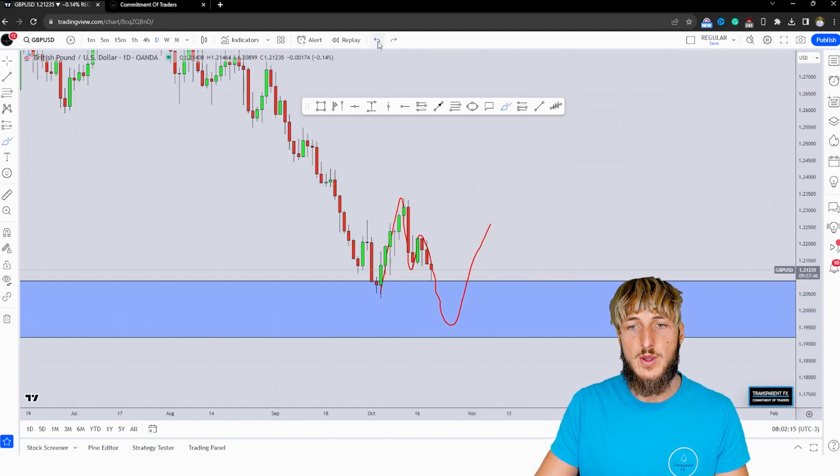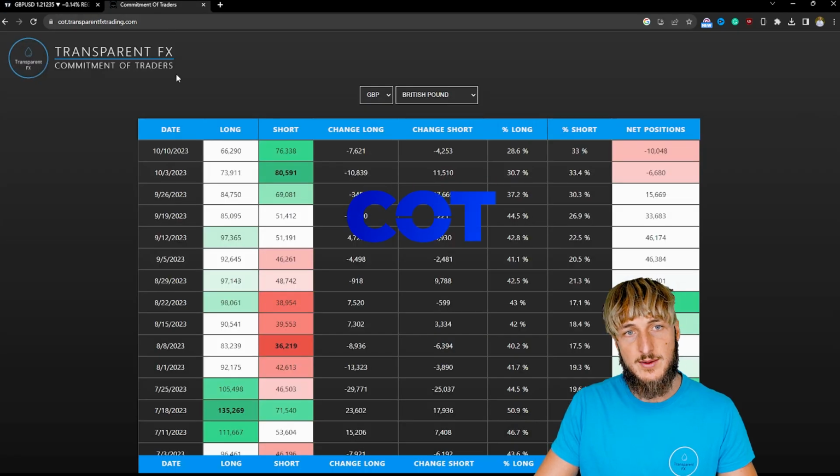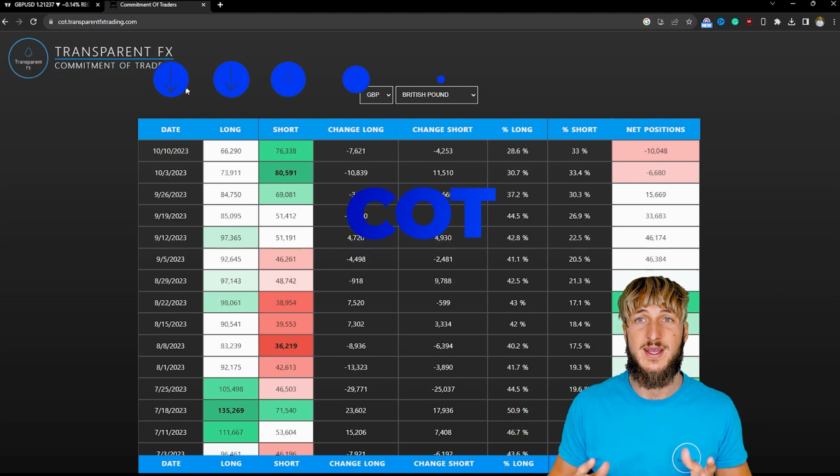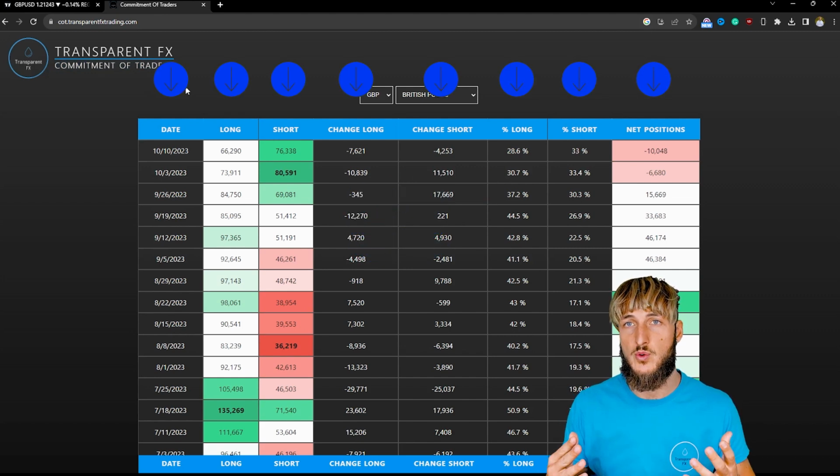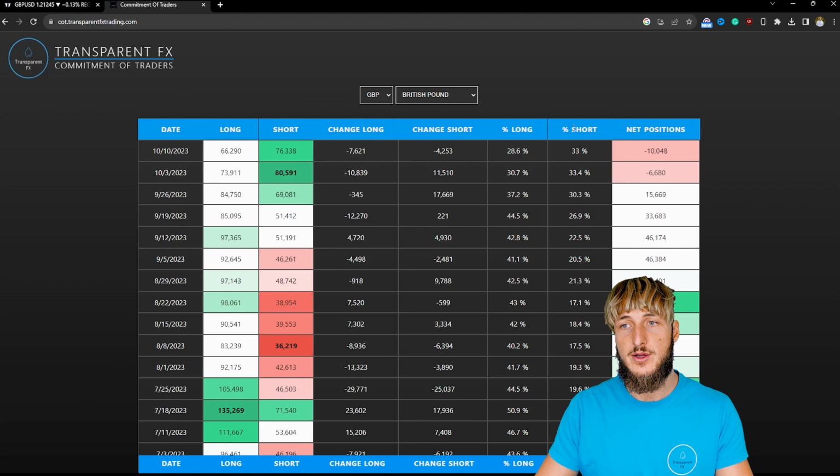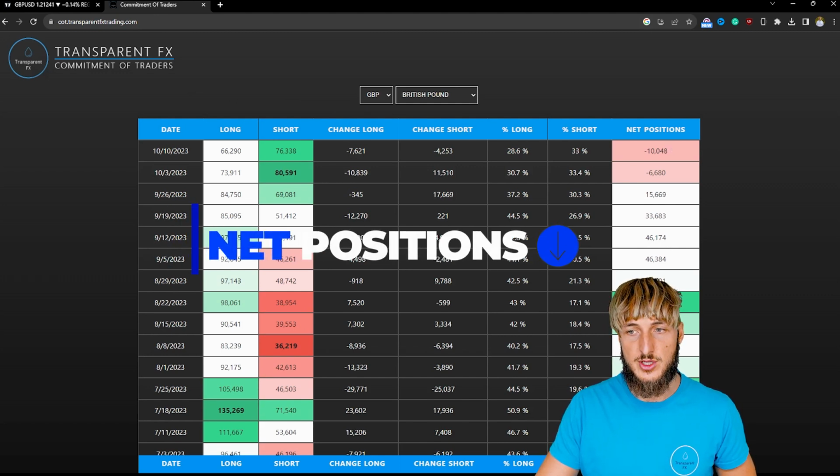Now, if we go and see what we have when it comes to the Commitment of Traders, which is essentially the COT data, so what the non-commercials, the biggest speculators in the market, so hedge funds, are doing, what we can see here is that with the last reports, we have seen a decrease of the net positioning. We went from 59k to minus 10k net positions.